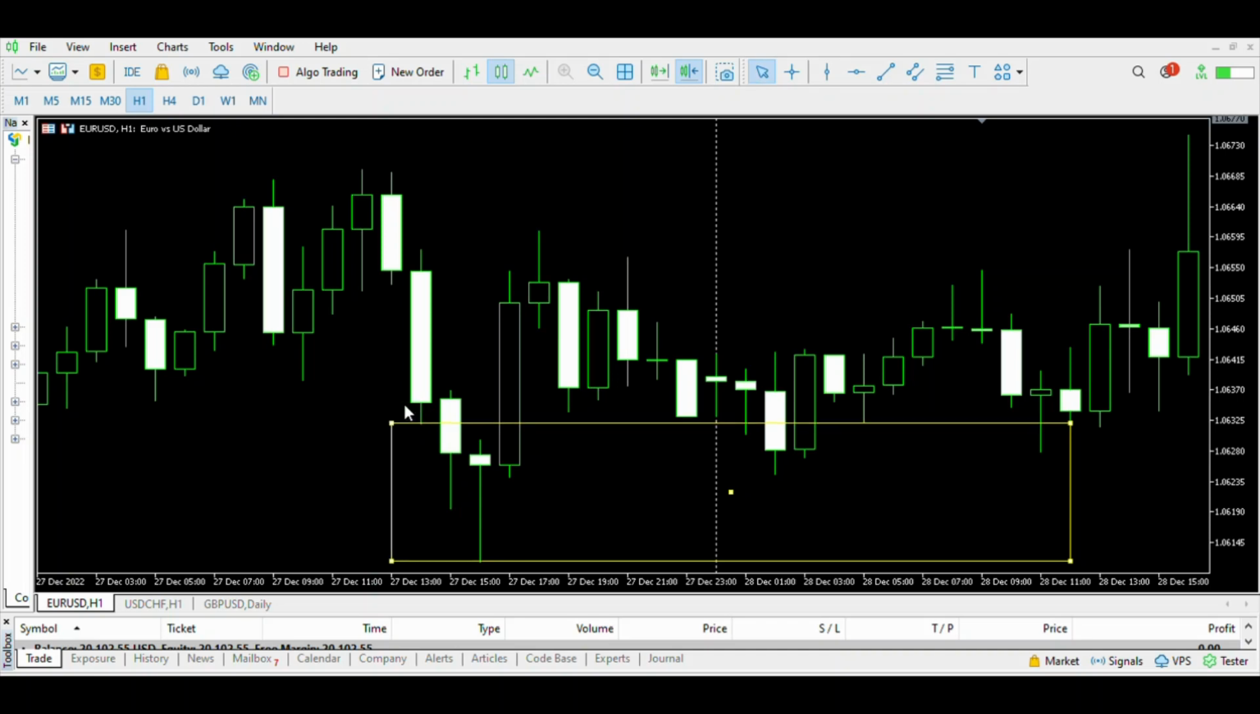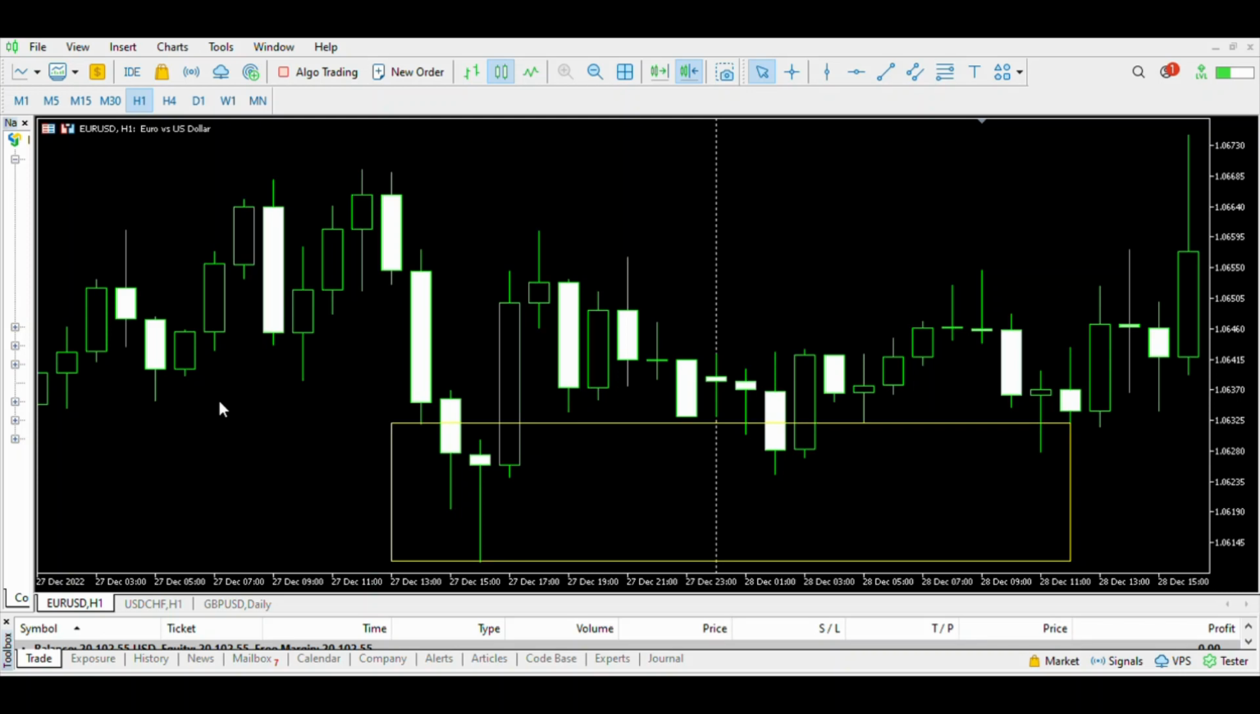I do have a way of finding these zones, or finding my entries, and I think I'll leave that for another video. I'll probably go into more detail. This is just an overview really to show you what we're looking at, and it's a reminder to myself, because this is what I'm going back to in terms of trading.